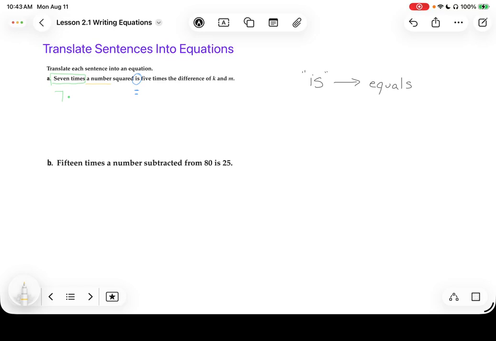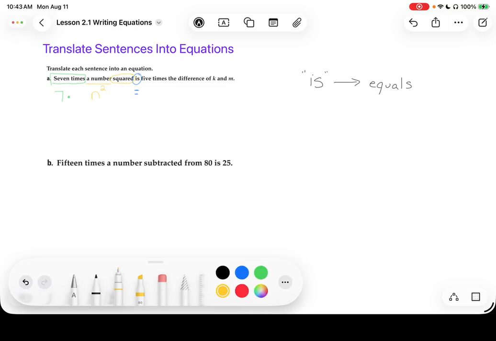In fact, here I'm not going to use x. It says a number, so I'm going to use n for number. It's not just a number though. It says a number squared. So that means it's going to be n to the second power, or n squared. And now we've got our left side done. So let's go over to our right side.